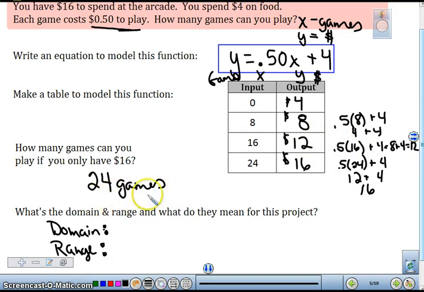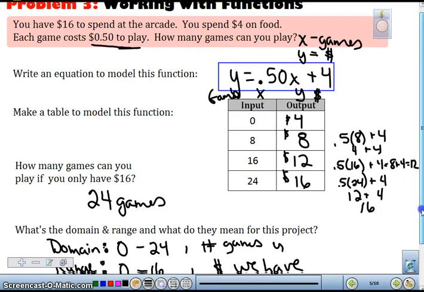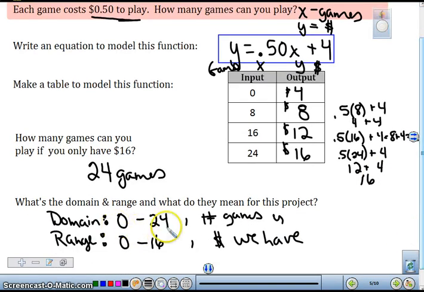So how many games can you play for $16? We can play 24. The next question asks us to look at the domain and range. The domain is what values we can use for input. So when we're looking at the values we can use for our input, we're talking about 0 to 24. Those are the number of games that you can play when you go to this arcade. And the range is 0 to 16, and that's the dollars that we have.